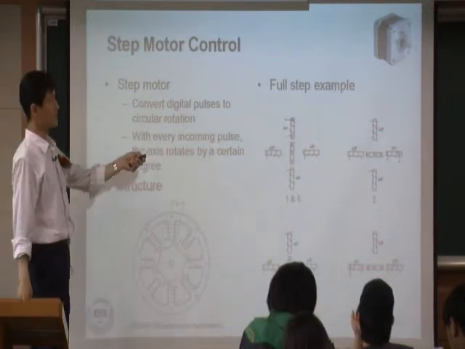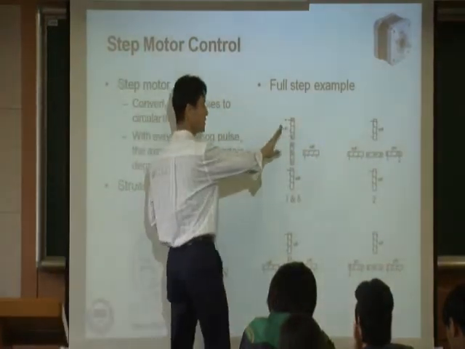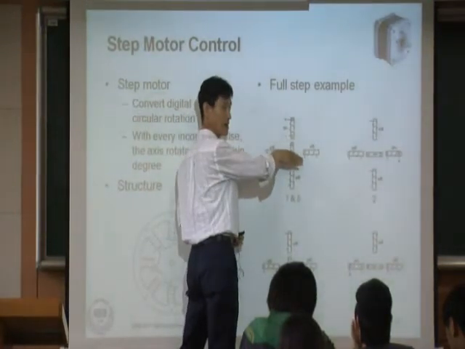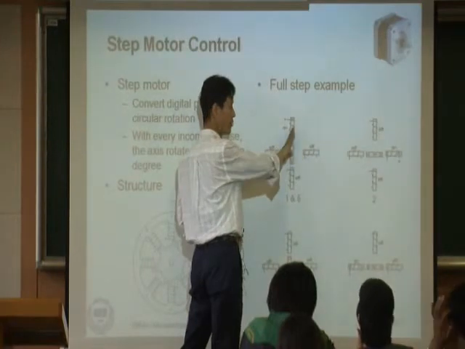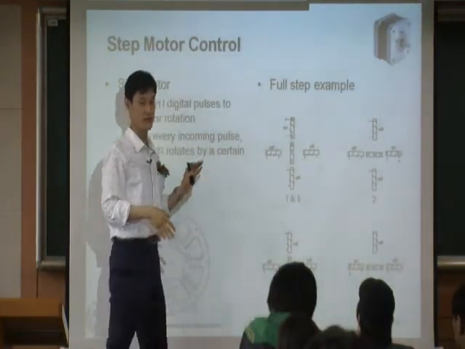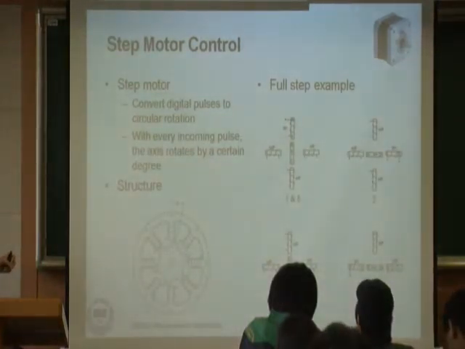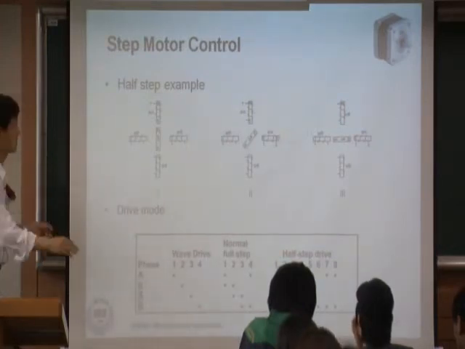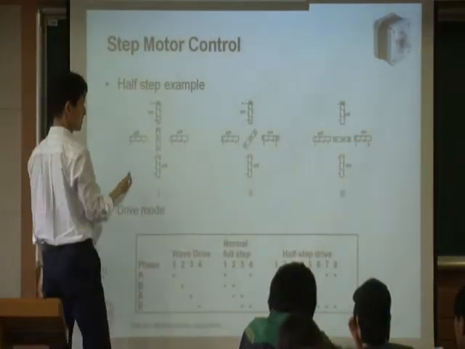The nice thing about this step motor is that you can turn exactly the angle that you want, right? You want to make it turn 90 degrees or maybe 45 degrees. You can make it exactly 45 degrees. You can make an exact angle, circular rotation. There's another way, half step. Let's see what that means.